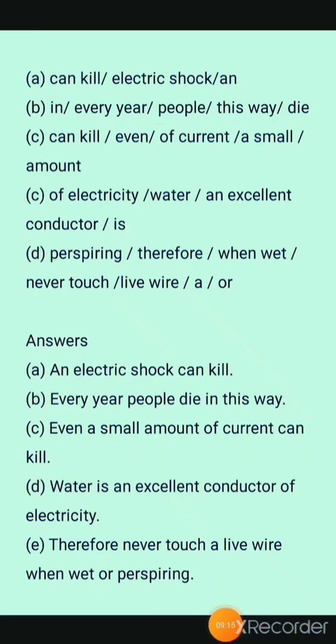So I have already told you that the jumbled up words will not make complete sense. You have to rearrange or reconstruct these words and phrases in such a way that they express a complete meaning. So in this way you have to do.